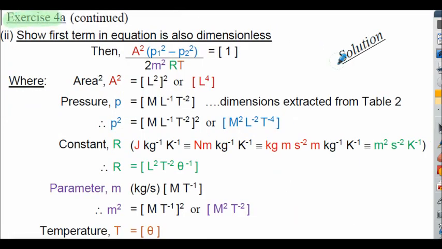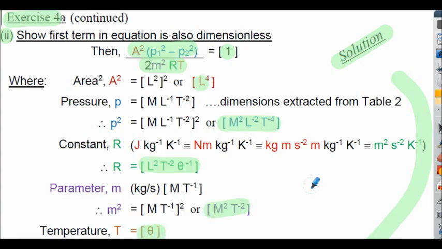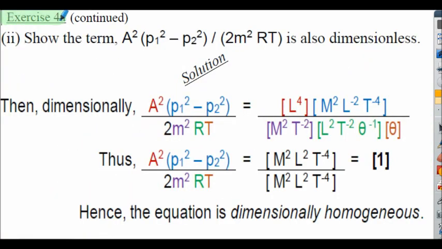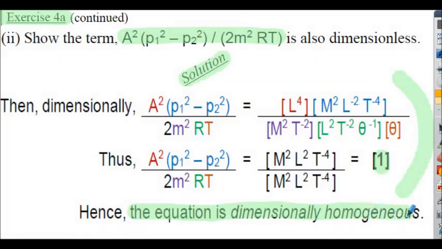Exercise 4a, solution continued. This is part 2. So again, we know that this first term in the equation has to equal 1 again. But I firstly need to determine all the dimensions for all the various quantities here. And that's what's been done here. And I'll let you review the solution at your own pace. Exercise 4a, solution continued. Now we insert all the dimensions into the term shown above and show that the term is dimensionless. Hence the equation is dimensionally homogeneous.